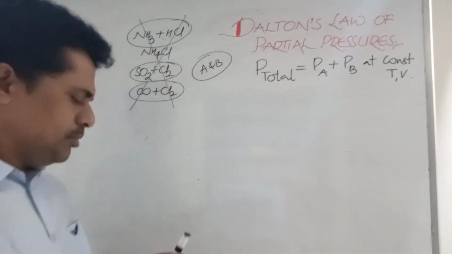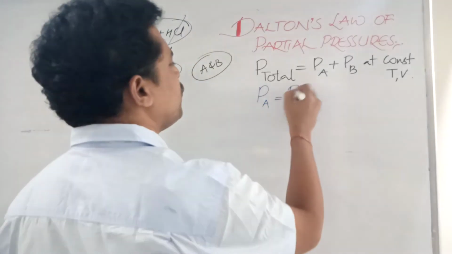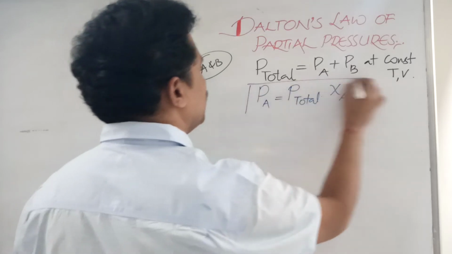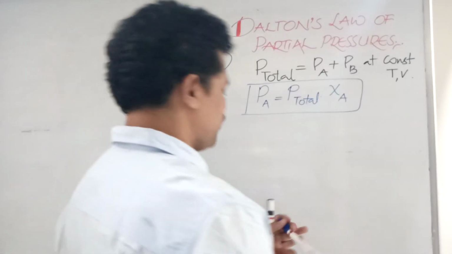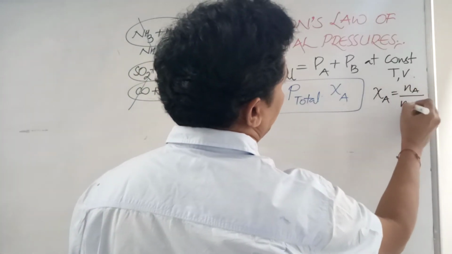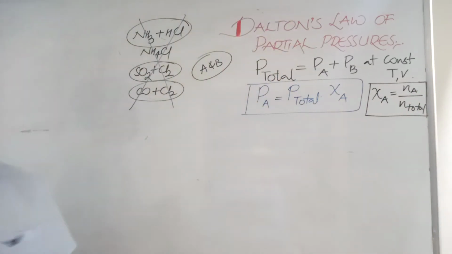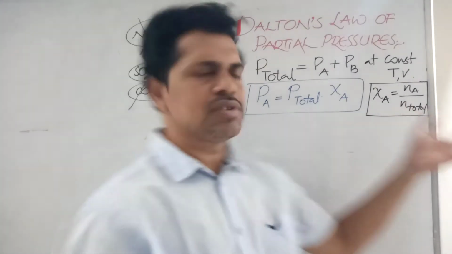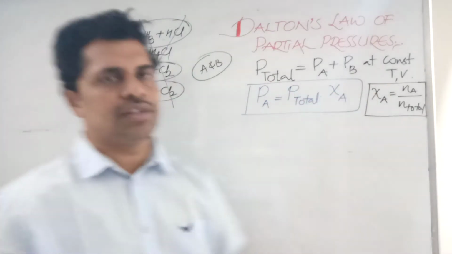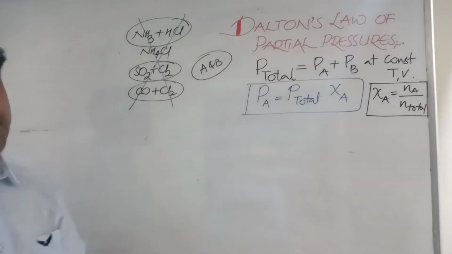Okay. Then they can ask you the partial pressure. If you want to calculate the partial pressure, the formula is P total into mole fraction. We know how to find the mole fraction. Mole fraction is equal to the number of moles of that gas by the total number of moles. That is, as usual, what we know. And partial pressure of A is equal to total pressure into mole fraction. In the same way, partial pressure of B is equal to total pressure into its mole fraction. Okay, this is Dalton's law.